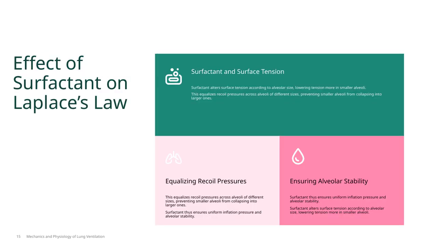Now, let's talk about surfactant and surface tension in the lungs. Surfactant plays a crucial role because it adjusts surface tension based on the size of the alveoli.